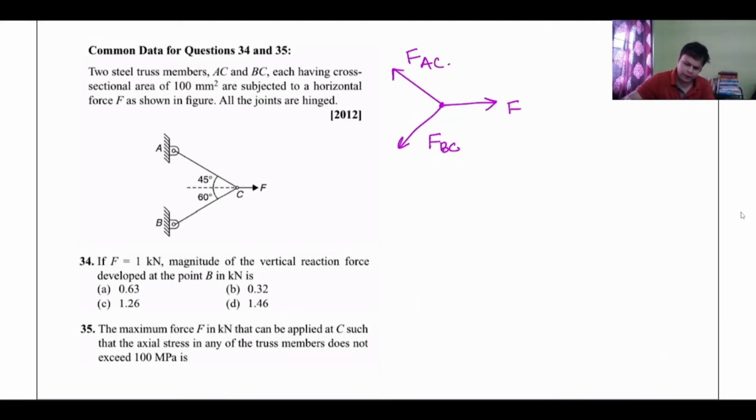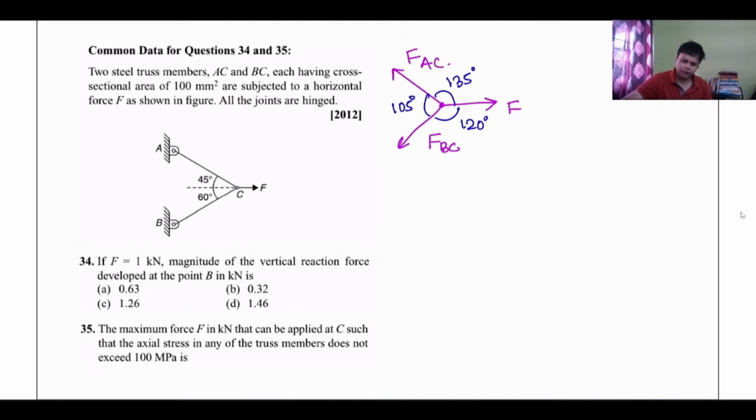So I can calculate the angles. This angle is, you can see, 60 plus 45, that is equal to 105. This angle will be 180 minus 45, which is 135. And the last angle will be 180 minus 60, because this is 180. This angle will be 120 degree. So I can easily now calculate both.